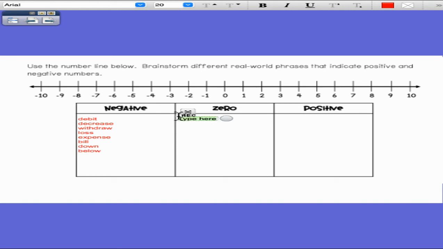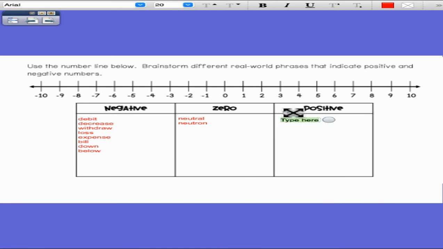What about 0? There's not very many for 0, so I'm going to give you the 2 I can think of right now. The first one is neutral, and the other one is neutron. Neutron is a science word. You guys will find out very quickly, I use lots of science words because I'm also a science teacher.